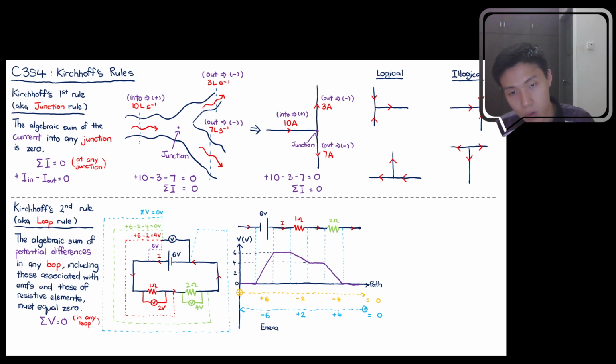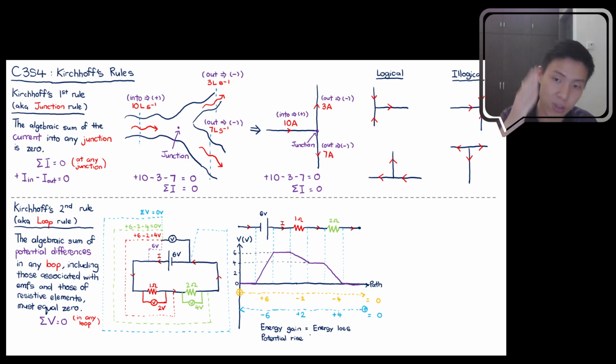So what you can see here is that energy gain is always equal to energy loss in a closed loop. Based on that idea, we can further say that any potential rise, which is the same thing as energy gain, just per coulomb, since joule per coulomb is voltage, means we have an equal amount of potential drop as well.